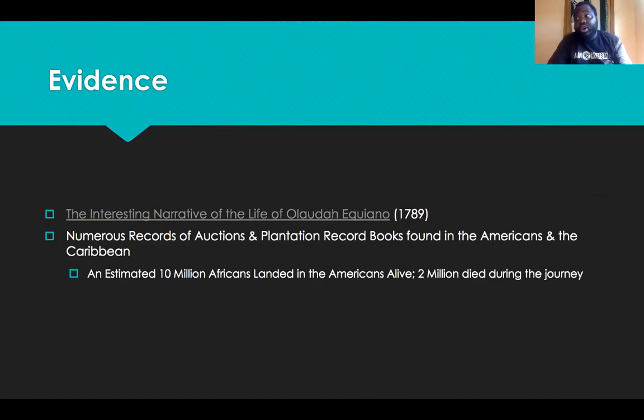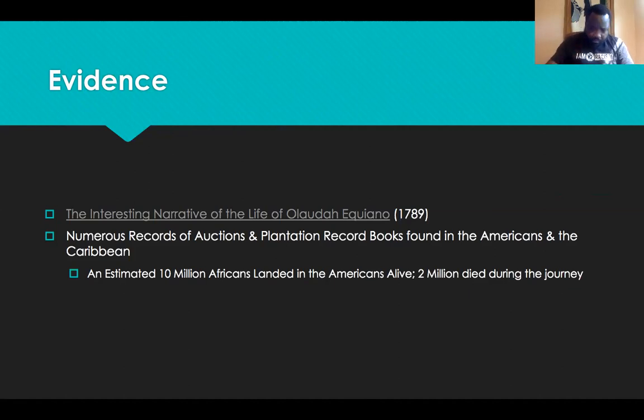I have a colleague of mine, Dr. Rick Stevenson, who does work where he goes to the seabeds to see what he can find in the slave ships that lay at the bottom of the sea now. So there's a lot of people doing this work, and as I find it, I'll be sharing that as well.